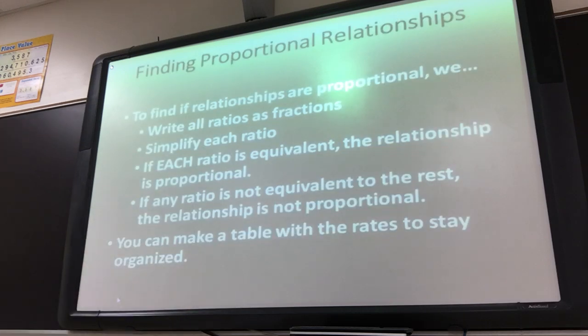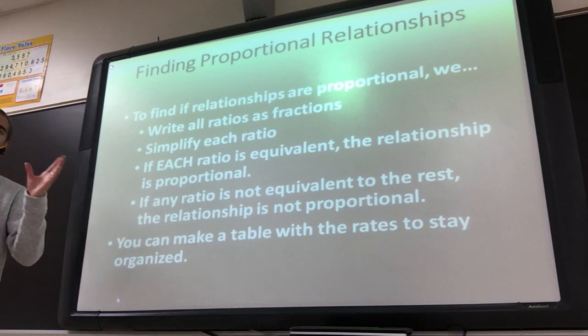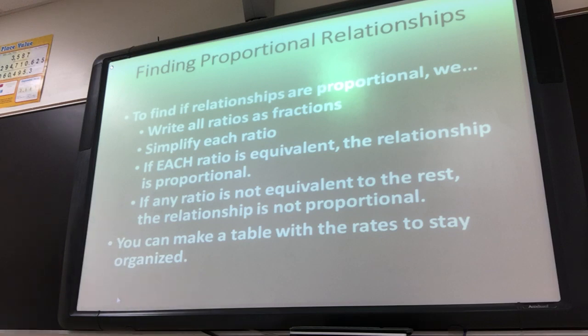So, to find if a relationship is proportional, we're going to take all of those ratios and write them as fractions, just because looking at them as fractions, it's a lot easier to simplify. We're used to doing that. And then we're going to simplify all of those ratios. If every ratio is equivalent, it's proportional. But if there is one ratio out of that entire thing, if only one is not the same as the others, then it cannot be proportional. So sometimes you're going to see all the ratios are the same except for one. That means it's not proportional.